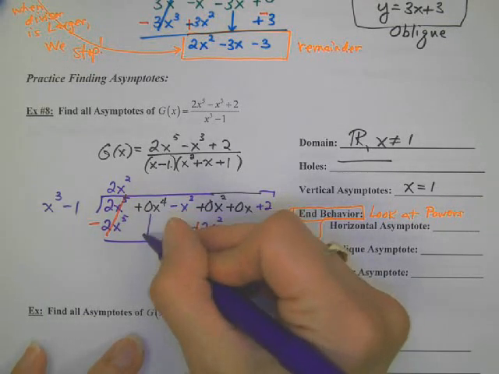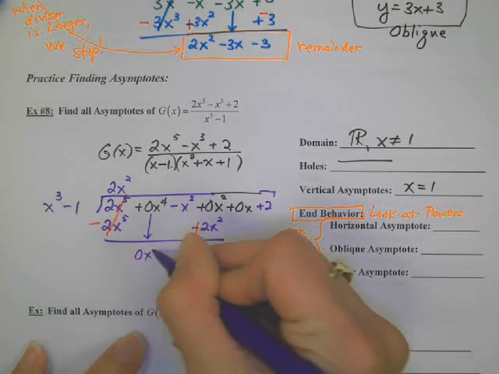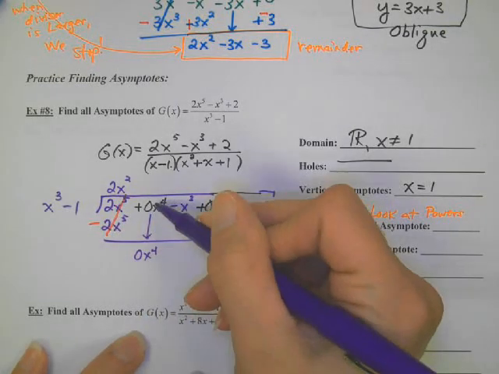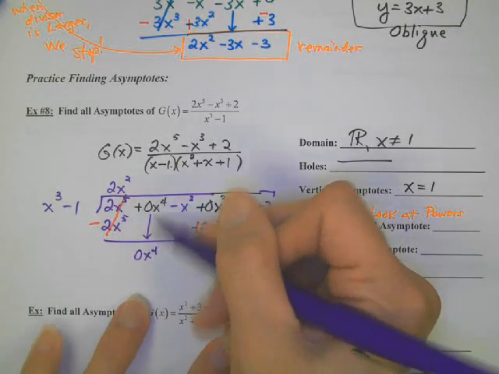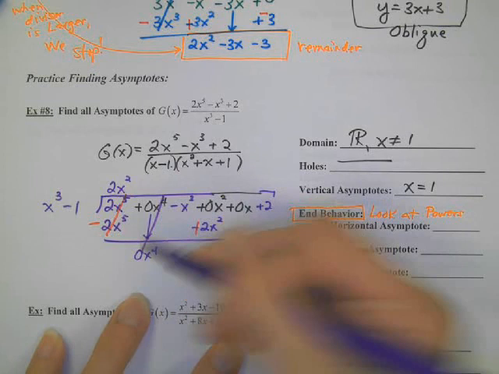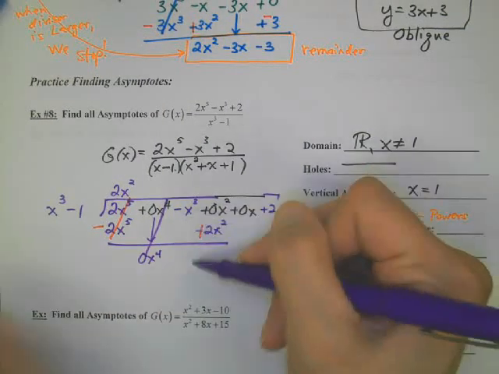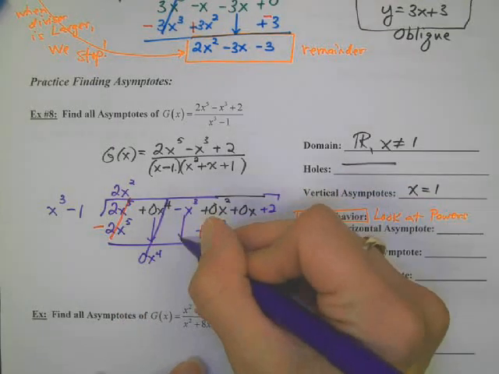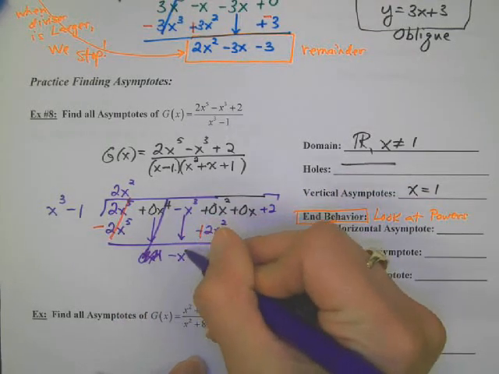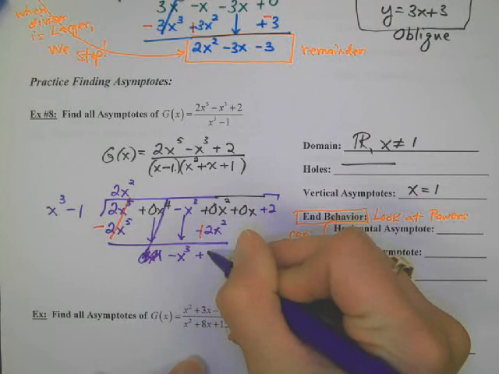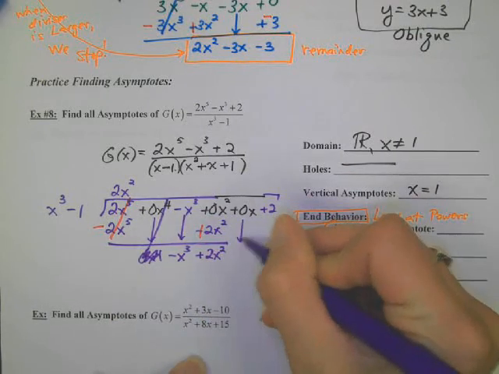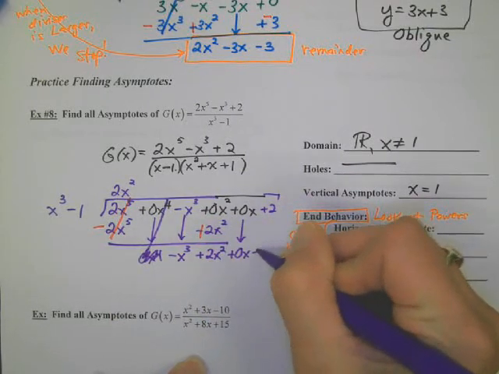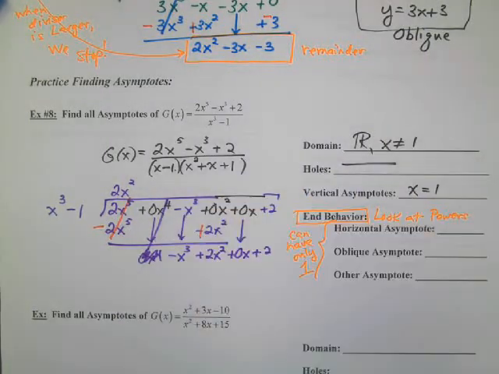Otherwise, something went wrong. Let's bring down 0x to the fourth. But wait a minute, we didn't need them. So if you don't use them in the first line, you can just go ahead and cross those off too. I keep them there in case I need them, but if you don't need them, then you don't want to start with them. We'll start here with negative x cubed plus 2x squared.